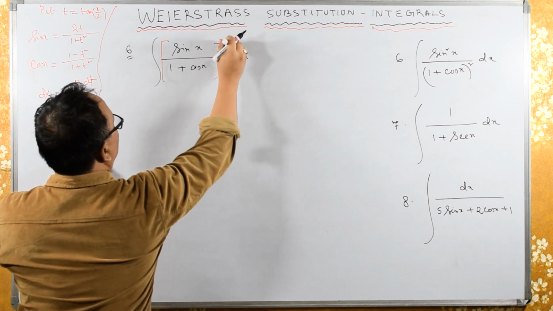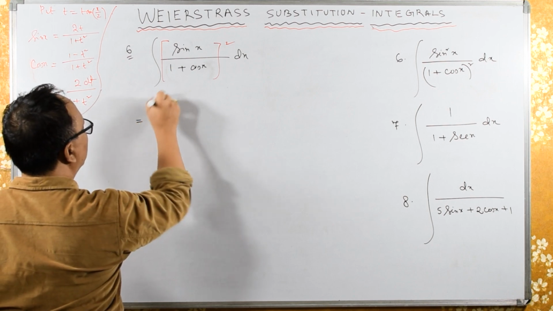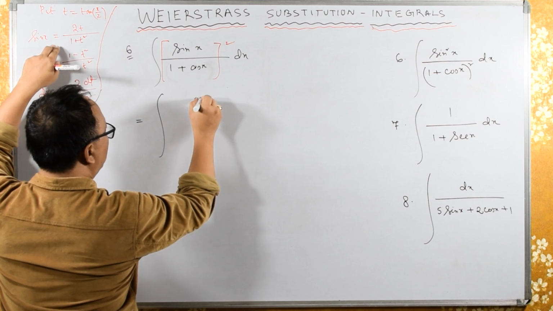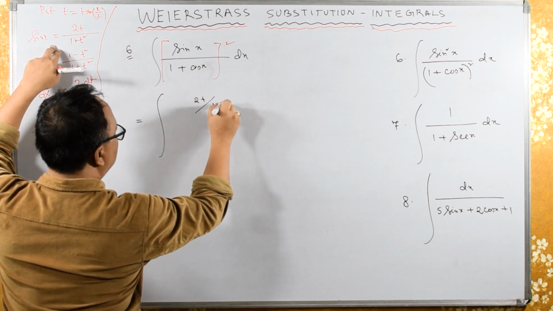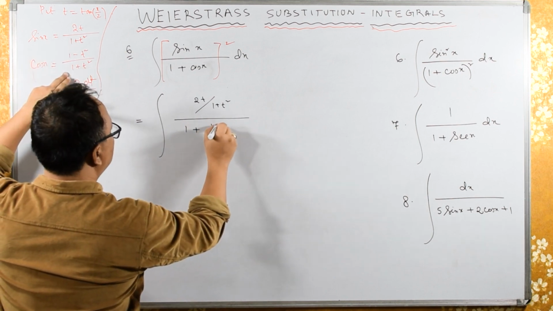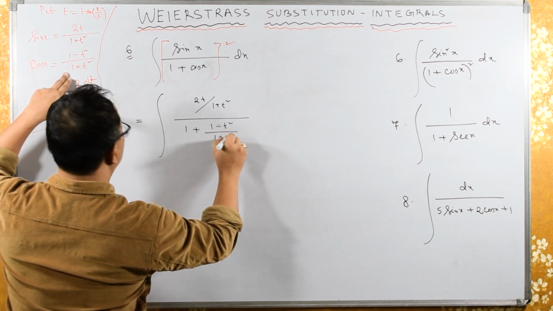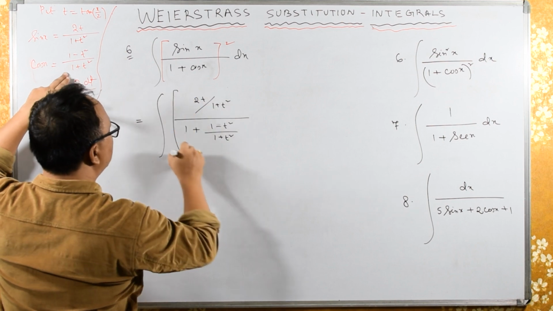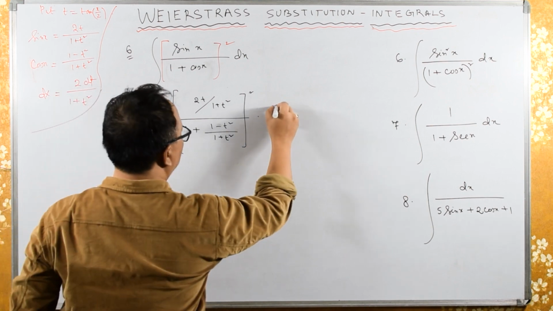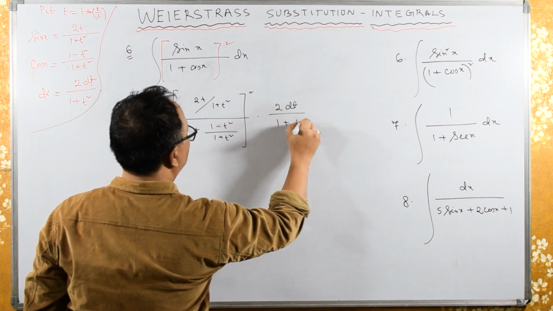The whole square. Therefore this is equal to the integral, where sin x, with this substitution, is 2t upon 1 plus t square, upon 1 plus cos x, which is 1 plus 1 minus t square upon 1 plus t square. This is the whole square, into dx, which is 2 dt upon 1 plus t square.